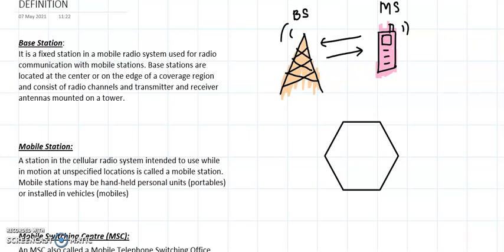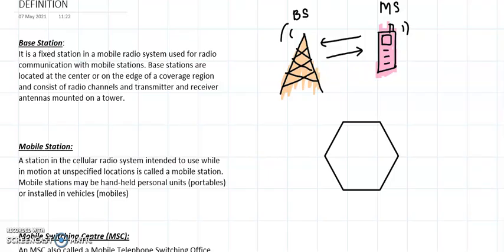In this video, we'll be discussing the basic definitions for mobile communication systems. All the elements that we are going to use in mobile communication system will be discussed in this video. So let's get started. The very first definition that we come across is called the base station.